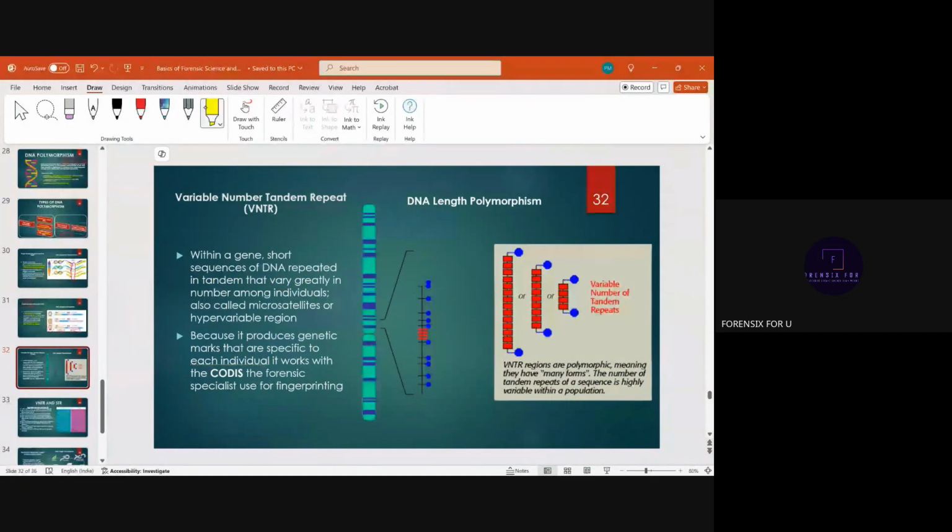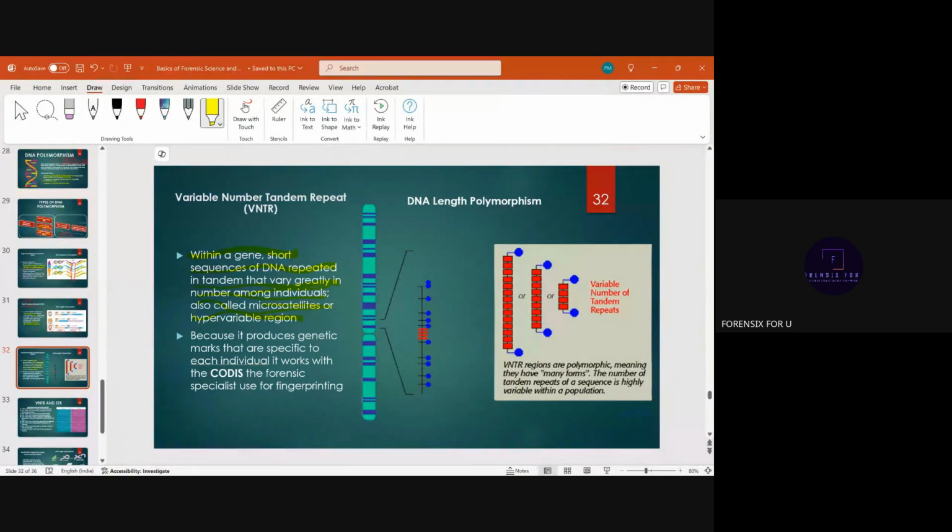VNTRs. We have variable number tandem repeats. So within a gene, a short sequence of DNA repeated in tandem that varies greatly in number among individuals, also known as microsatellites or hypervariable region. Write this down in your copy: the short sequences of repeating DNA in tandem means in a particular manner, in a particular rhythm, just like the beat of music.